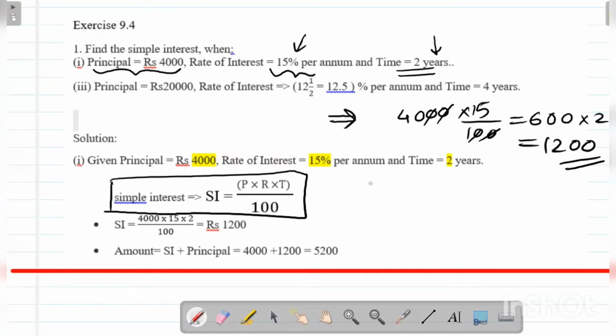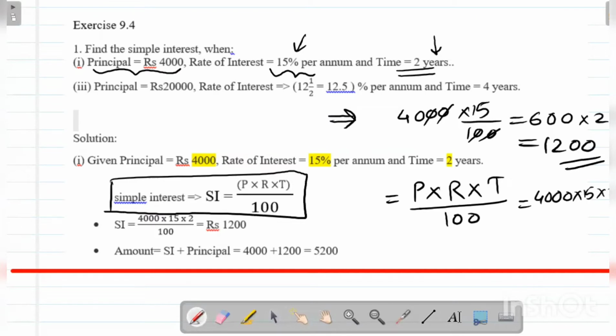That is, simple interest is equal to principal means your 4,000, rate is your 15%, and time means 2 years divided by 100. So if you do this calculation, what will we be getting? 4,000 multiplied by 15 multiplied by 2 divided by 100. 2 0 cancel, 2 0 cancel. 15 2s are 30, 3 4s are 12, 2 0 as it is. So this is 1,200.